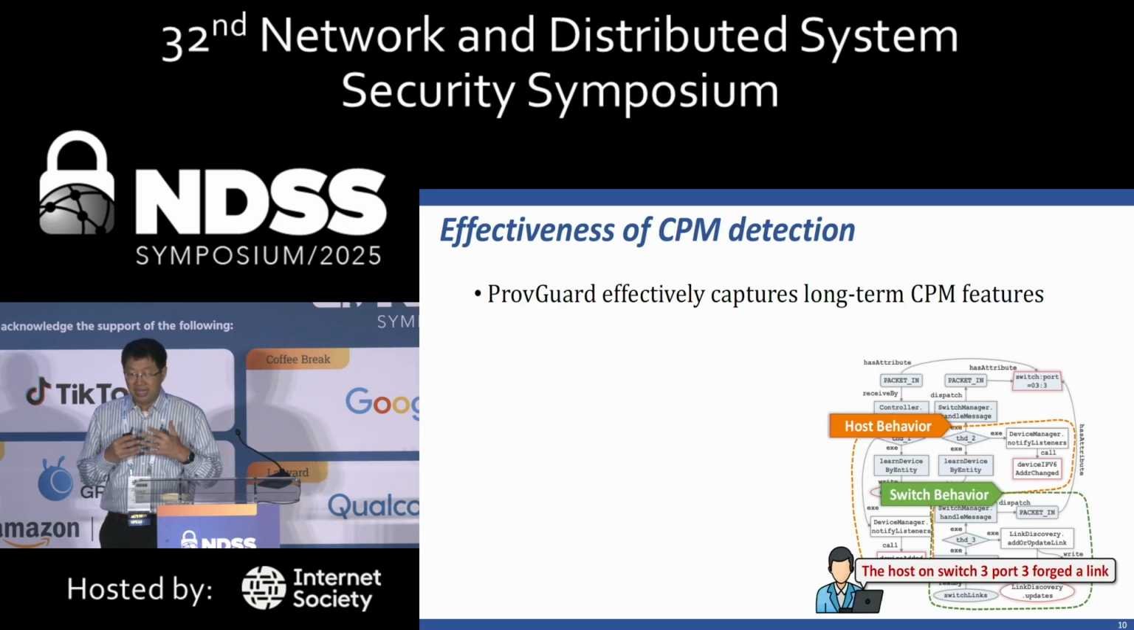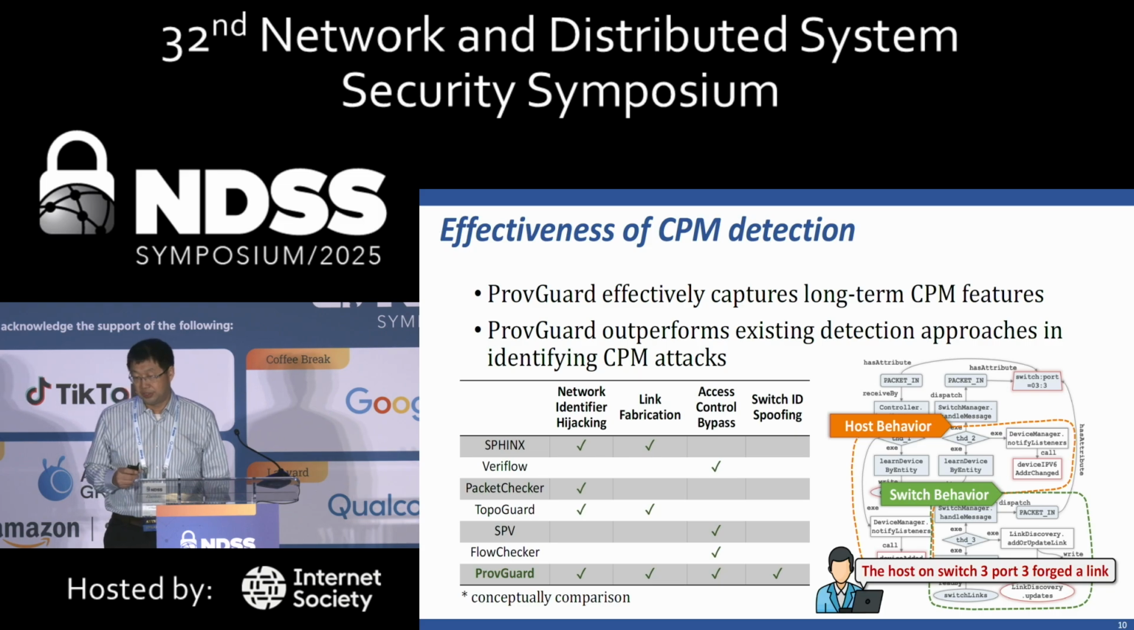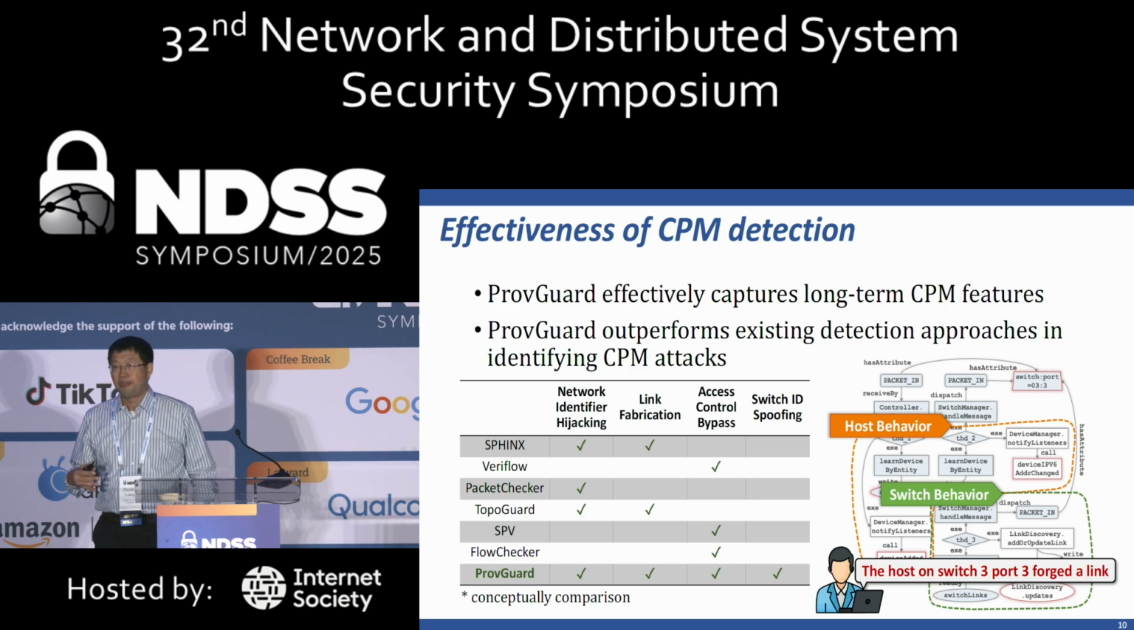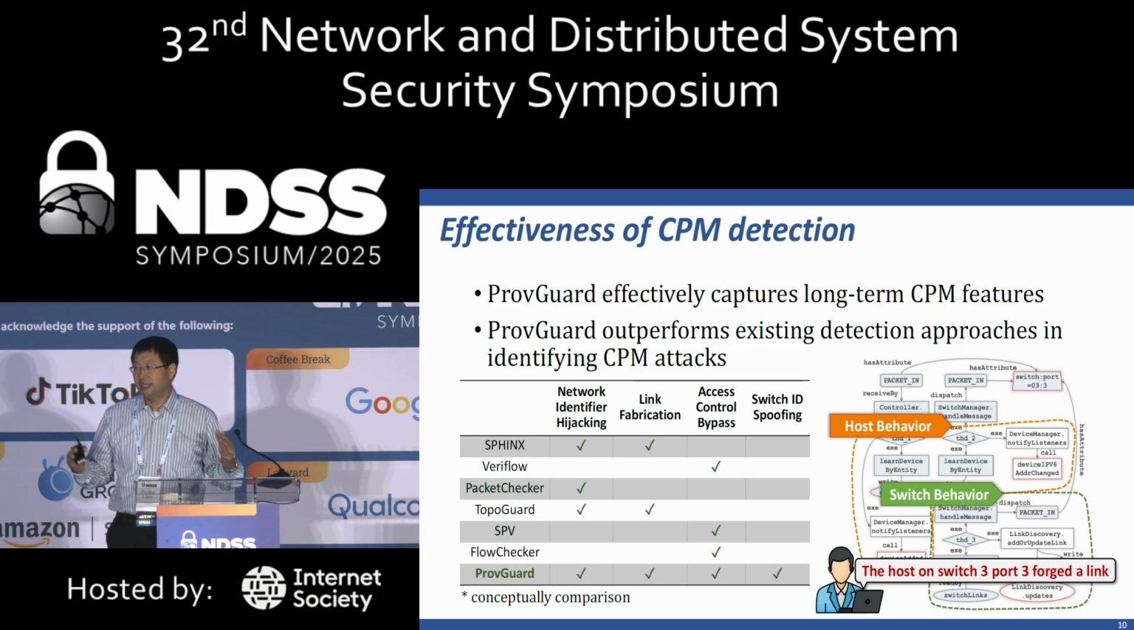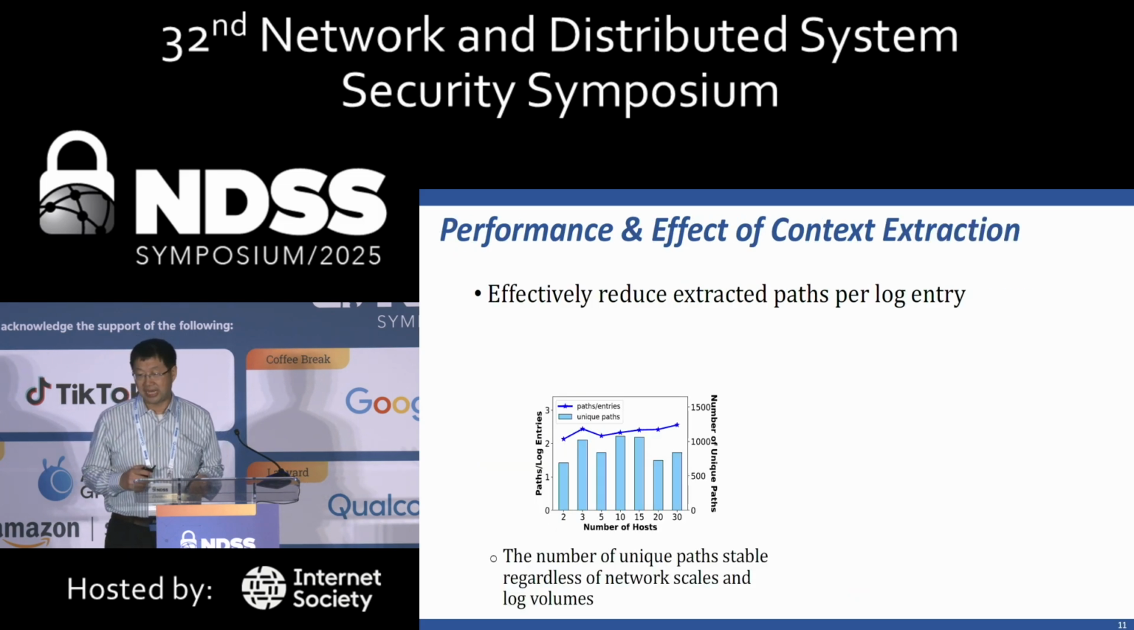So let's talk about the effectiveness. Well, we found that ProvGuard effectively captures these features and performs better than other solutions on 4 types of attacks. Actually, basically, it proves our idea. The operation context provides semantics, which in turn can reflect the malicious behaviors in SDN attacks.